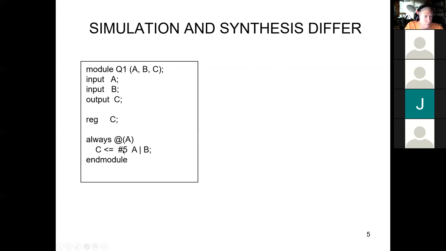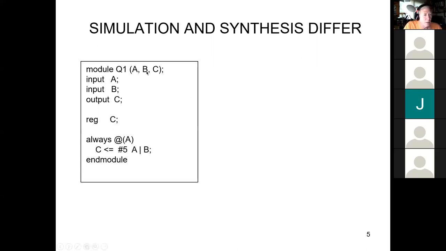For starters, is this an inertial delay or is this a transport delay? Transport. That's right. It's a transport delay. It's on the right side. Okay, so does this simulate? Absolutely. I mean, it only simulates. Does it synthesize? No, absolutely not.